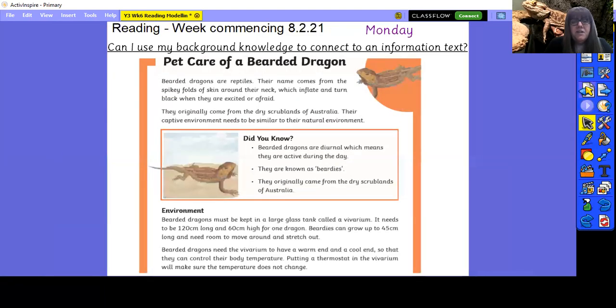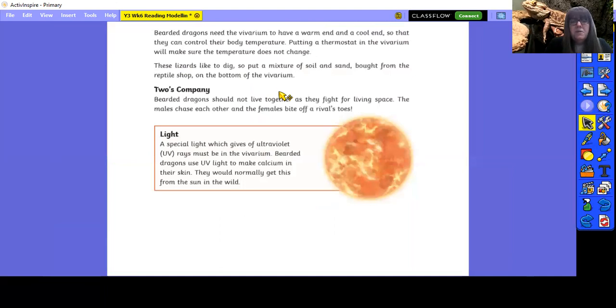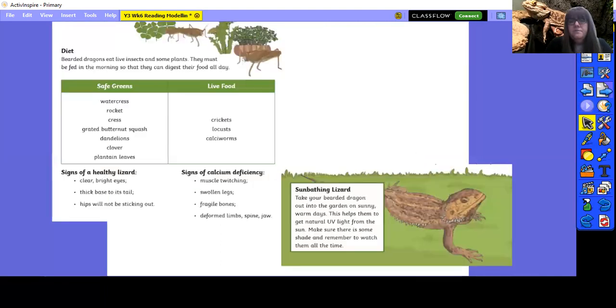And you will see from a non-fiction point of view, there are the different features that there are. There's the introduction, there could be a fact box, there are subheadings, talk about the environment for that paragraph. Two's company is another subheading, another fact box here about light, diet, and including under the diet, there's signs of a healthy lizard and the signs of calcium deficiency, something that makes the lizard poorly. And another then factual box linked to the picture of the sunbathing lizard.